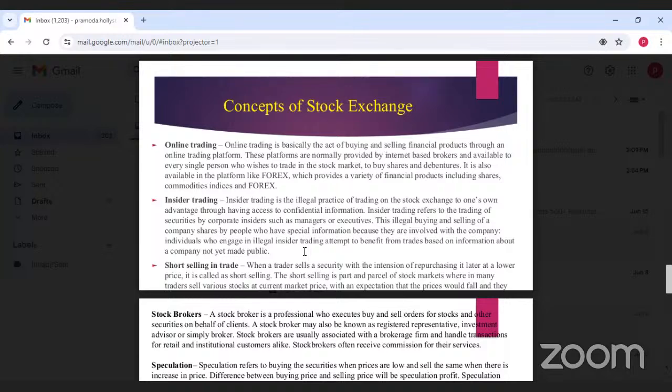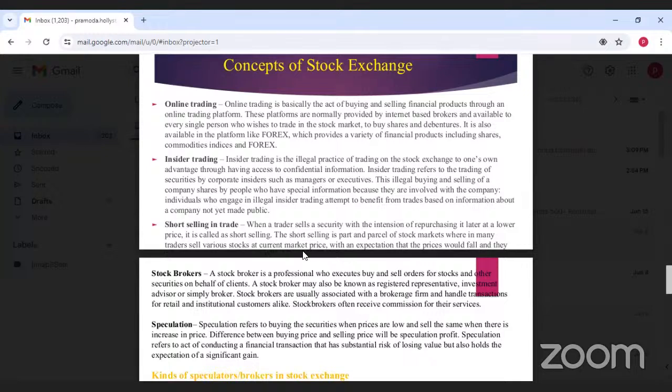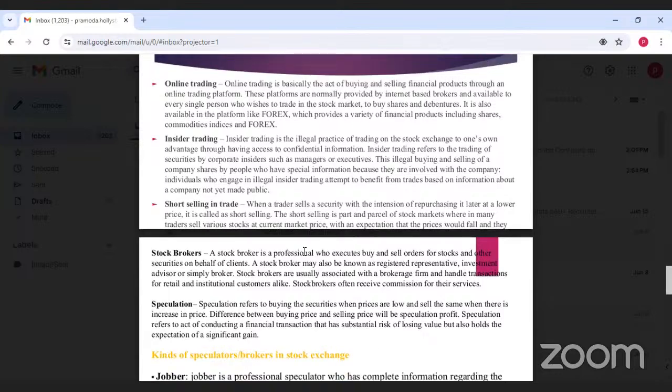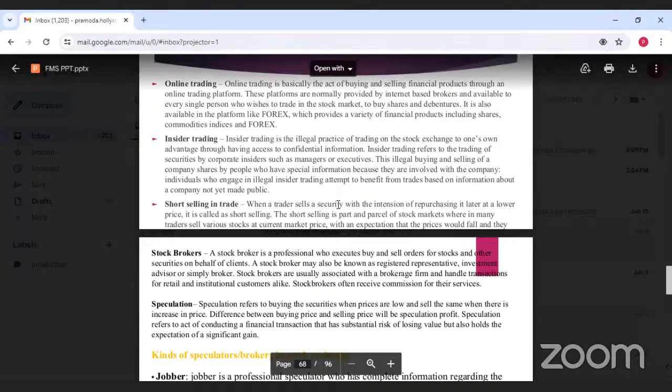Okay. Then another concept is short selling. Short selling means if a trader is selling some securities at a low price with an intention of repurchasing them at a later date. That is, today he is in need of money. So he wants to sell some of his shares at a price comparatively lesser than what is there in the market. That is, he is ready to sell for less than the market price. Why? Because his intention is, if I sell it today and fix with the dealer or with the buyer that I am going to repurchase them after a certain period of time. That kind of agreement or understanding made between the buyer and seller, you call it as short selling in trade.